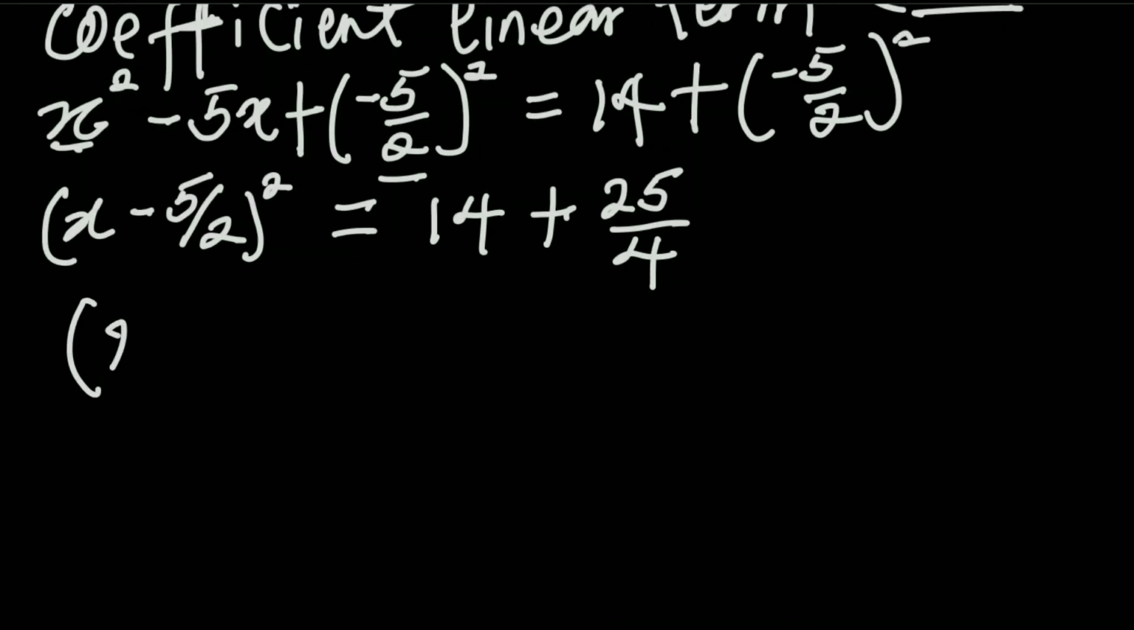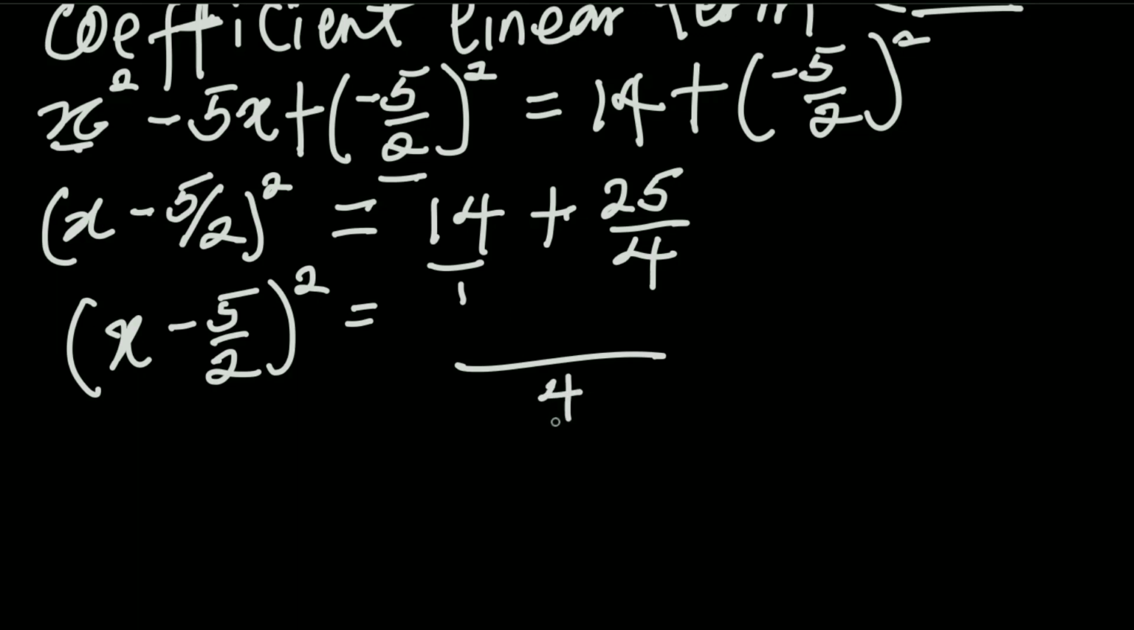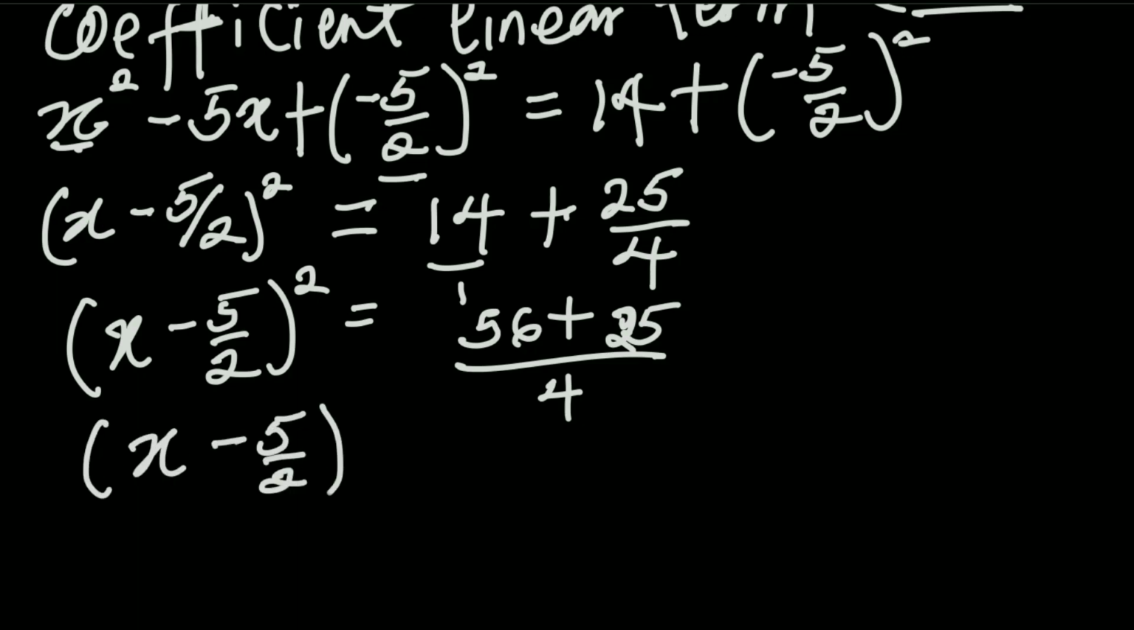We now have x minus 5 over 2 squared. This is 14 over 1. The LCM of 1 and 4 is 4. 4 divided by 1 is 4. Now, 4 times 14 is 56. 4 divided by 4 is 1. 1 times 25 is 25. And so we have x minus 5 over 2 all squared equals 56 plus 25, 81 over 4.